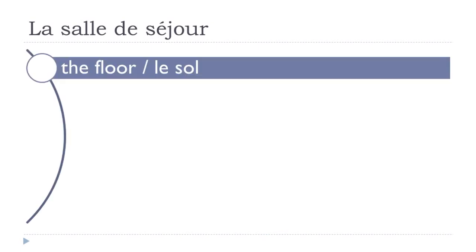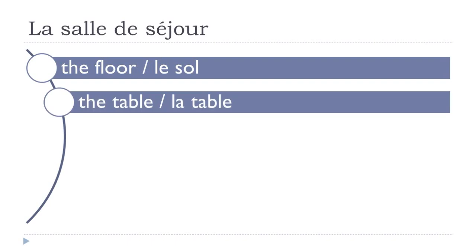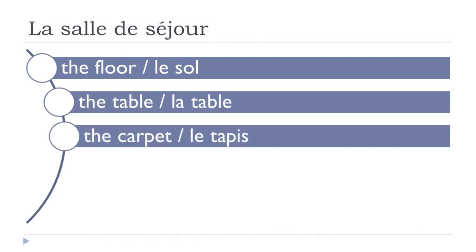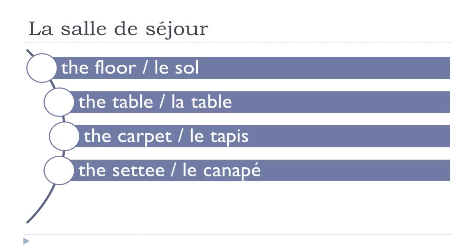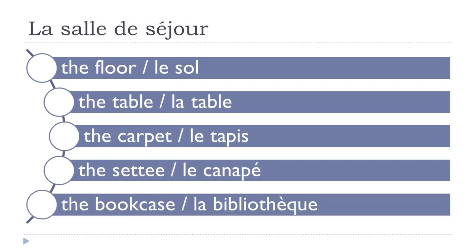Le sol. La table. Le tapis. Le canapé. La bibliothèque. One more time. Le sol. La table. Le tapis. Remember, final S not pronounced. Le tapis. Le canapé. La bibliothèque.